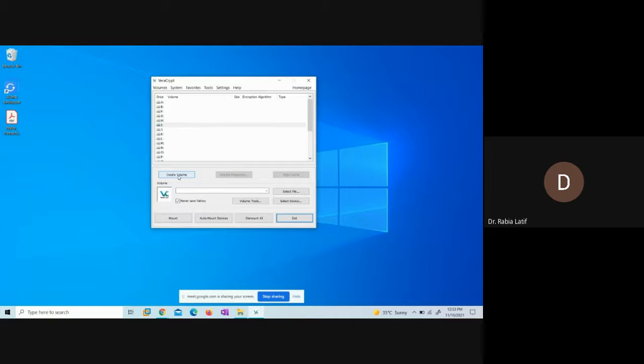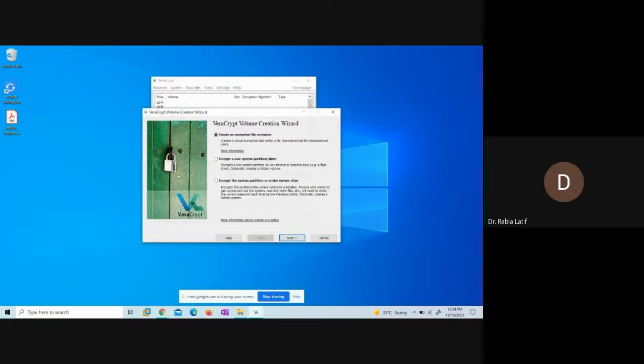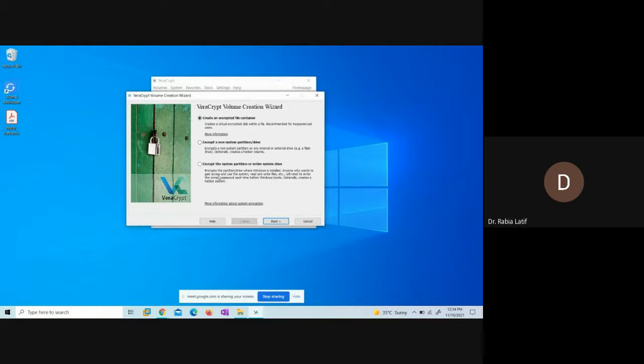Volume means we will create a specific folder, a drive, in which we will put all the data that we want to encrypt. First you need to click here on Create Volume. Here you will see different options. Create an encrypted file container means you are creating a container, a drive in which you will put all your data, your files, your folders, whatever you want to encrypt.